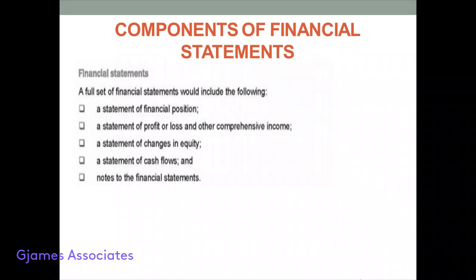So a financial statement must have a statement of financial position, showing what stage or position the organization is at a particular time. The statement of profit or loss and other comprehensive income basically shows us whether the organization is profitable or making a loss at a particular time.